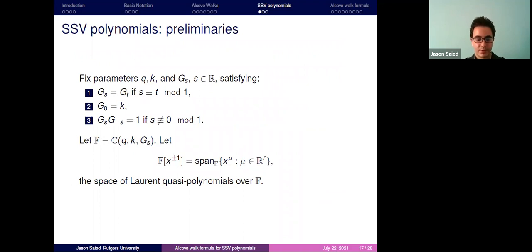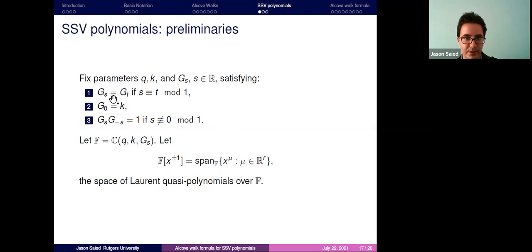So now that we have all of that set up, we can finally set up the space of SSV polynomials that Siddharth introduced us to on Tuesday. We have a bunch of parameters here. First, we have the two Macdonald parameters, Q and K, and you probably call K the square root of T. And then we have these G parameters, GS for S being a real number. And really, there's fewer parameters than that. These conditions reduce how many there are, but it's nice to have this notation for all reals.